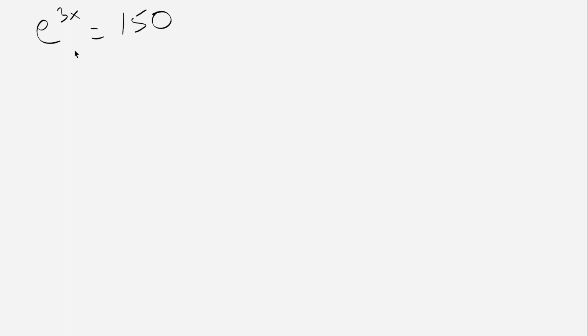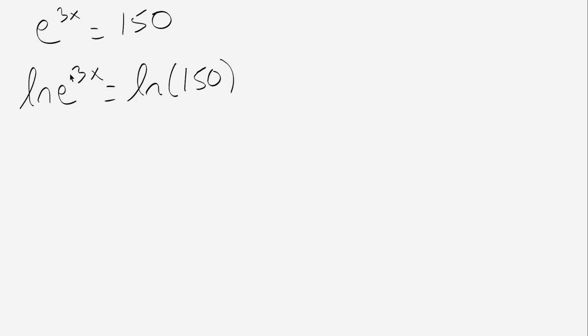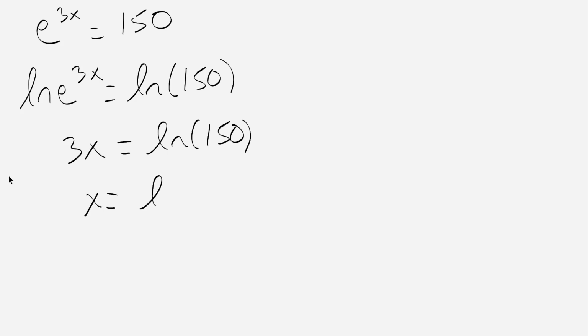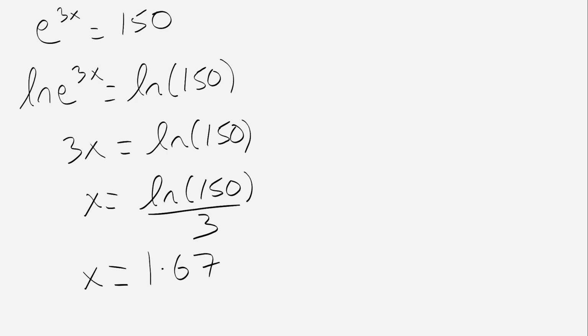So let's have a look at another example here. e to the power of 3x is equal to 150. We've already seen that in order to solve for the power, you take the natural log of both sides. So the ln of e to the power of 3x equals the ln of 150. And we know that the ln of e to the power of 3x is simply 3x, which is equal to the ln of 150. So if 3x is equal to the natural log of 150, then x is equal to the natural log of 150 divided by 3. And then we just put that into our calculator, and we'll get x is 1.67.